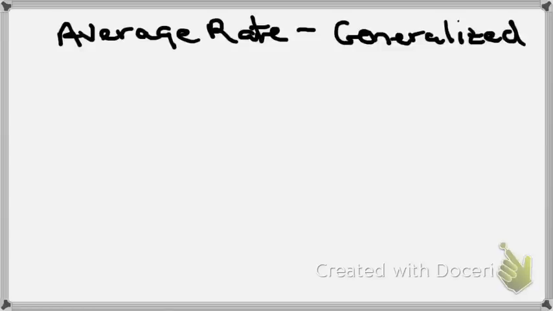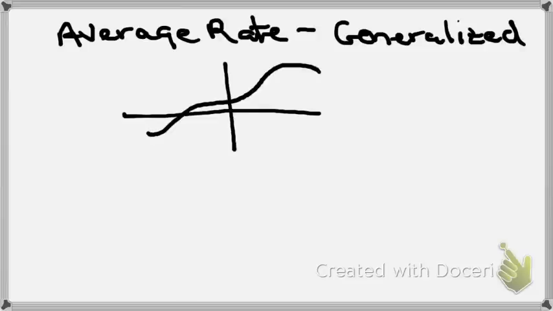Okay, in this video, let's see if we can generalize the average rate of change that we just looked at in part 1. In general, if we have a function and we want to find out what the average rate of change is between 2 points A and B, then the points on the graph would be f of A, which is here, and f of B, which is here. So this is f of A, that's the height there, f of B up here.